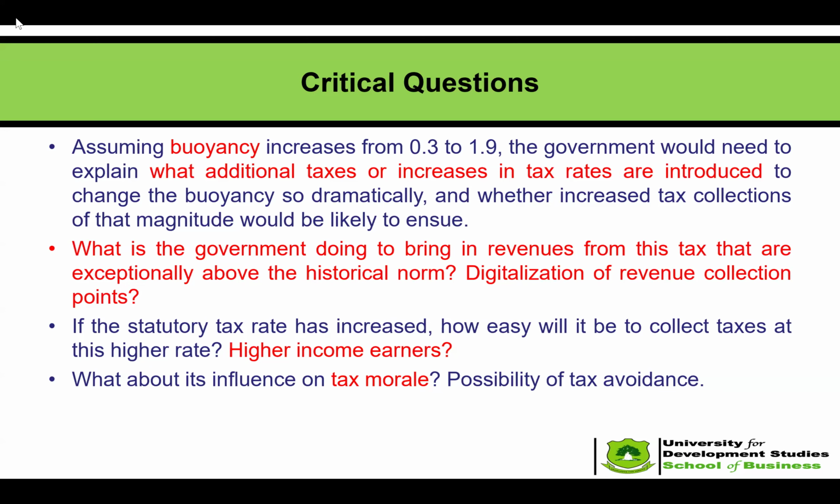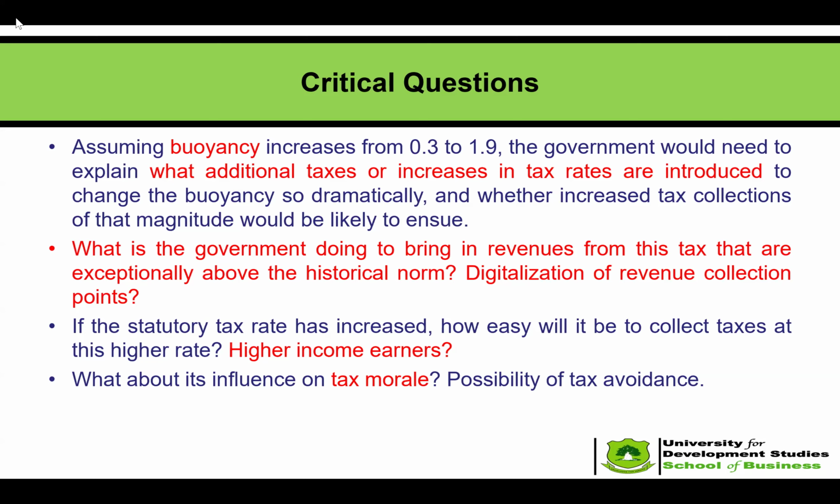And what are the questions? You need to ask government whether it is going to introduce additional taxes, or whether it will be increasing the tax rates. So we have two things: you increase the additional taxes, or you broaden the tax brackets. So one key question is, given the higher tax buoyancy, what will you be doing to bring in more revenue that will be excessively higher than the previous trend? Will you be introducing new taxes, or will you be increasing the current tax rates?